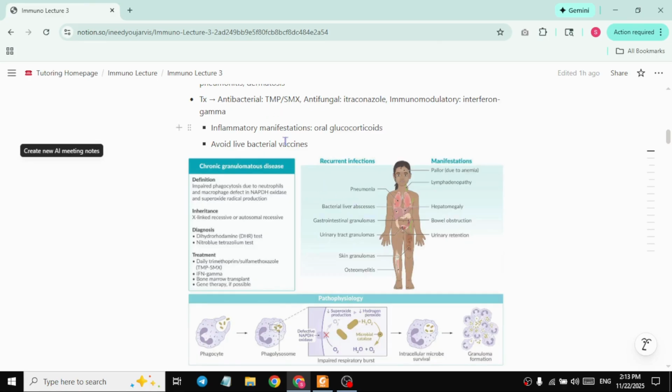Now, treatment, as I said, can be to avoid the live vaccines. For inflammatory manifestations, you might have to give them glucocorticoids to just suppress the inflammation, right? And you might need to do a stem cell transplant again to sort of fix this.